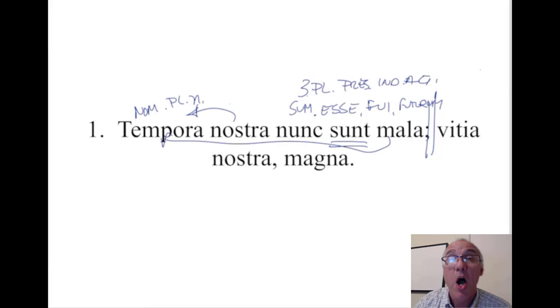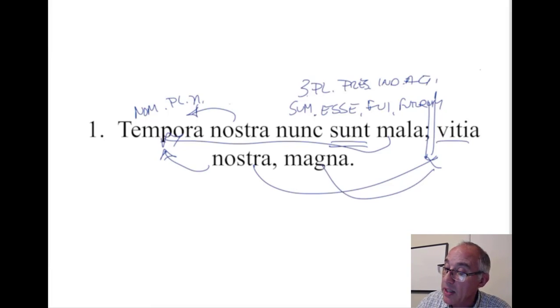Mala after the verb also modifies tempora. Our times are bad. And we got to get in the nunc. Now bad. Our times are now bad. Our vitia, vices, our vices, are great. Now, nostra modifies vitia, my mistake. Magna modifies vitia. Sunt governs these in the second part of the sentence also. Even though sunt is not repeated, you have to provide it.